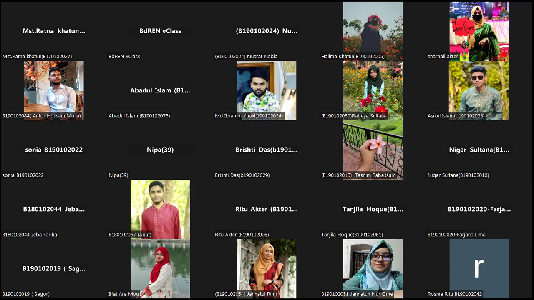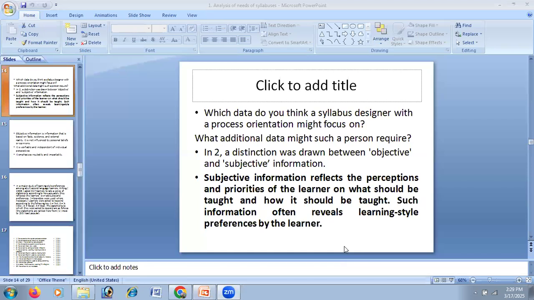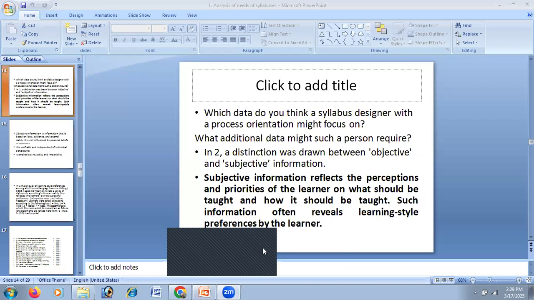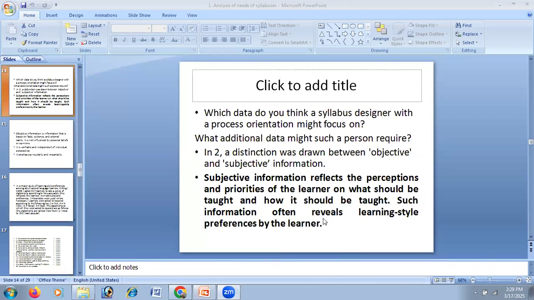Okay, so these are the ways we can gather information from the learners and we can design our syllabus.